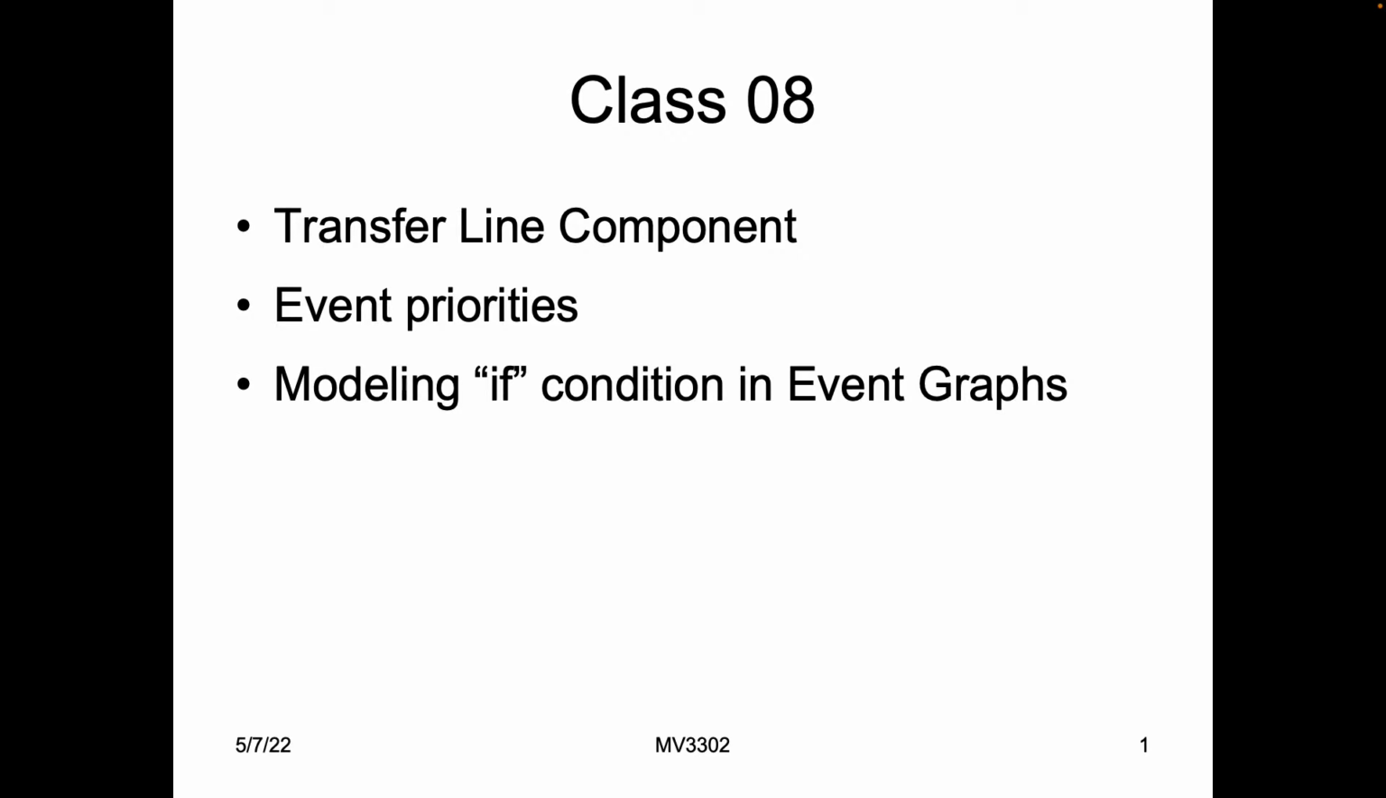And then, time permitting, I might talk about things like modeling if conditions in event graphs, because again, just like for loops, having a state transition that has an if in it is technically not legal in event graphs. Again, why? Because.